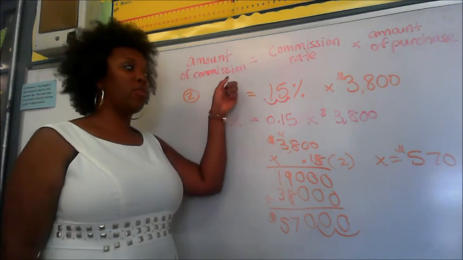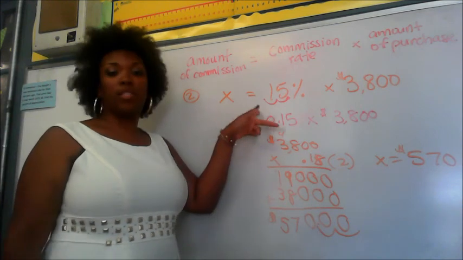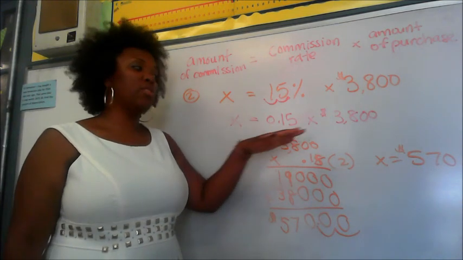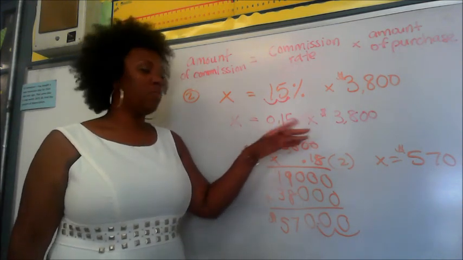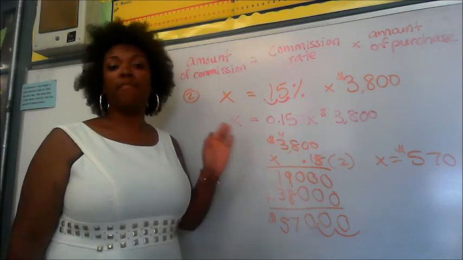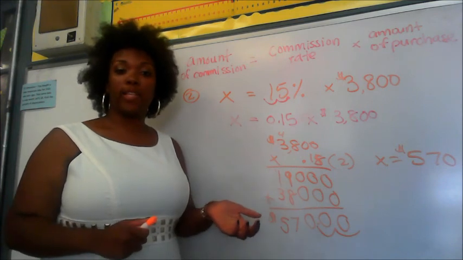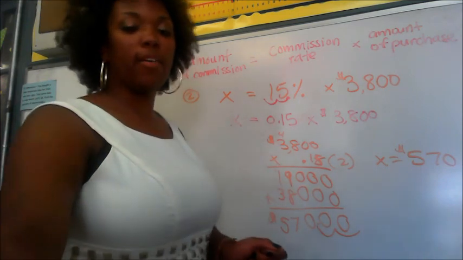If you have this formula, you have the rate, and you have the amount of purchase, you're going to move this to a lovely decimal. You're going to multiply times the amount of purchase. You're going to show your work. You're going to check your work. And you have now found the amount of commission, and that was today's objective. All right. Good luck. Now it's your turn.